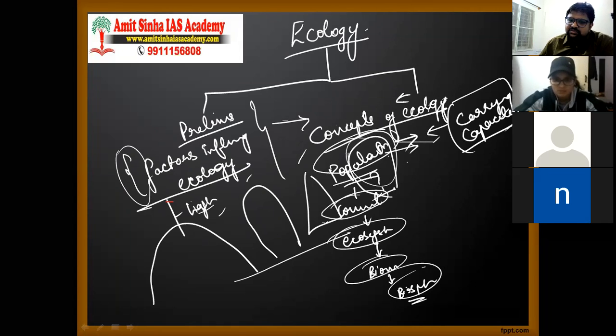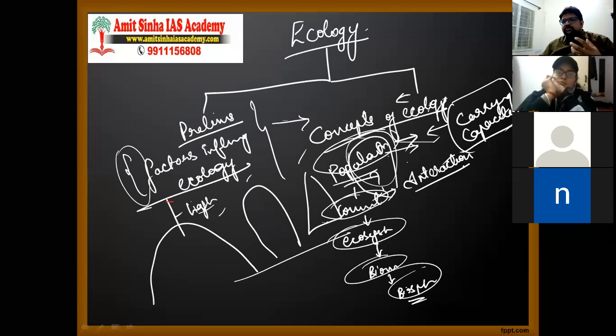Then you'll go to community. So community में there are many things which come in prelims. Interspecific interactions. आप लोग पढ़े होंगे कि symbiosis or amensalism, commensalism, predatorism, parasitism, neutralism.